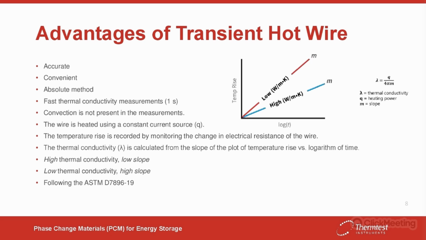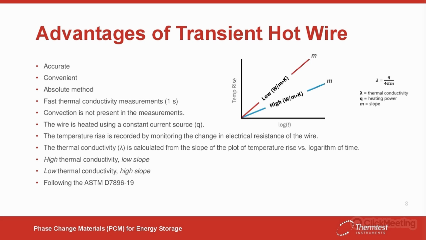The advantages of the transient hot wire technique is that it's accurate, it's convenient, it's an absolute technique, which means that in the case of the double wire, there is no need for calibration, but in the case of the single wire sensor, as our sensor, there is a need of only one point calibration with one fluid, and then it's ready to use. It's very convenient. There is no convection present during the measurement, but if there is any convection present, even natural convection, it's easy to be detected from the results.